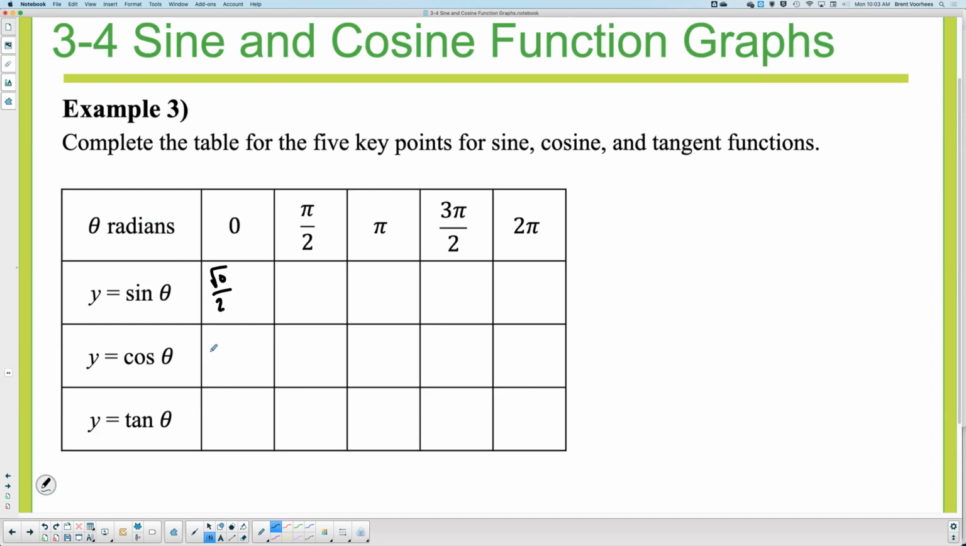Now while we're in the same spot, how many fingers do I have for cosine? 4. So it's the square root of 4 over 2. And then tangent is y over x. How many y fingers did I have? Square root 0. How many x fingers did I have? I had square root 4. So now we'll reduce these. What is square root of 0 divided by 2? 0. What is square root 4? 2, divided by 2? 1. And then here, square root 0, which is 0, divided by square root 4, which is 2. What's 0 divided by 2? There's tangent's value.